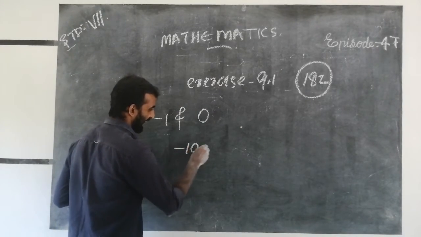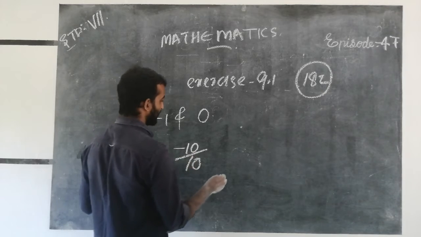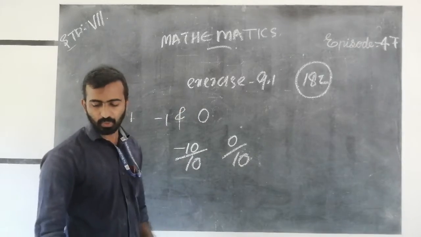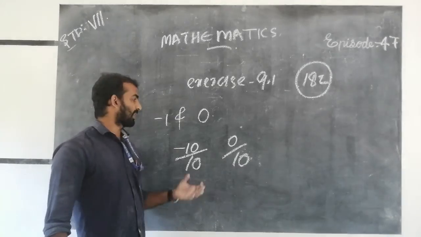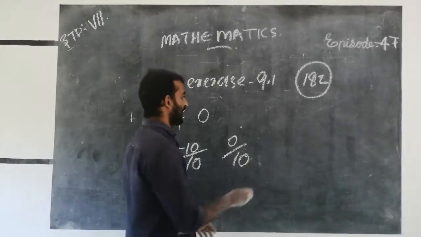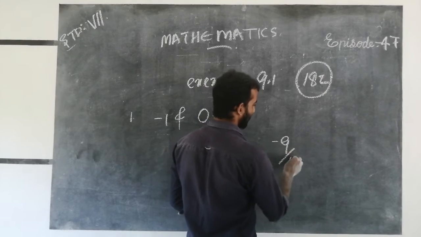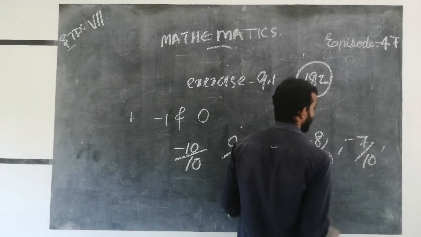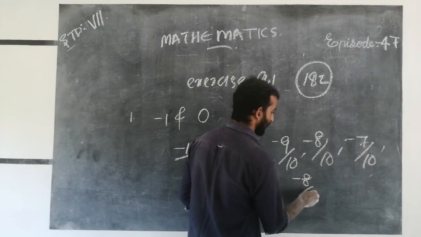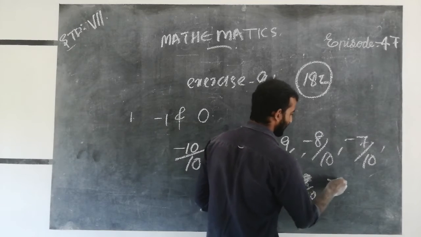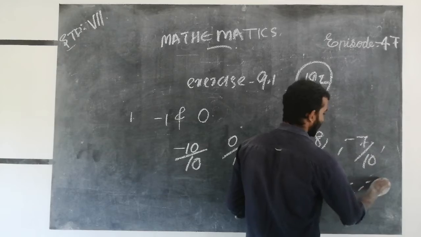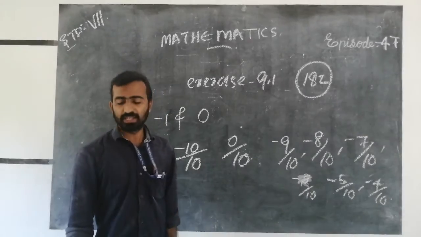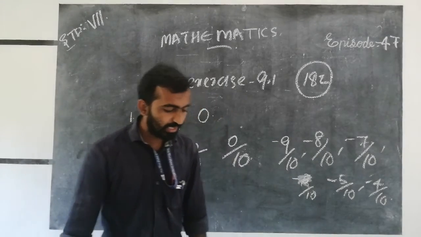So negative 10 by 10 and 0 by 10. We take the denominator as 10, then we can write it as negative 10 by 10 and 0 by 10. So we can write negative 9 by 10, negative 8 by 10, negative 7 by 10, negative 6 by 10, negative 5 by 10 and negative 4 by 10. We can list 5 or more numbers. We take the denominator as 10, then we get the answer.